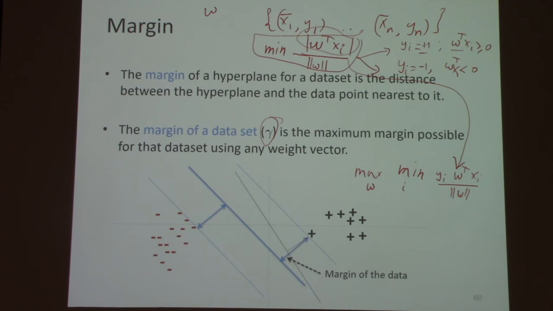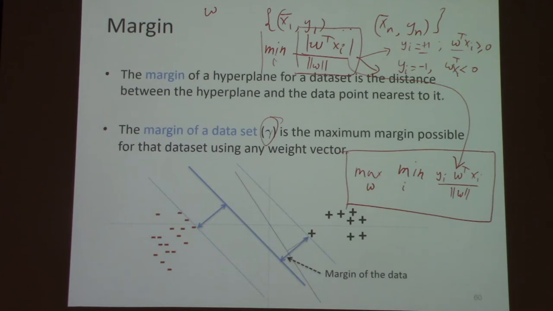So this part here is the distance of a point xi from the line. And if I iterate over the entire data set, I get the closest point. That's the margin of the hyperplane. And if I try out every possible hyperplane, that gives me the margin of the data. Questions about this definition? We will see the margin multiple times, and you need to understand it both formally and intuitively. The intuitive definition is fairly simple. Find the hyperplane that best separates the data, and the distance of the closest point to it is the margin.